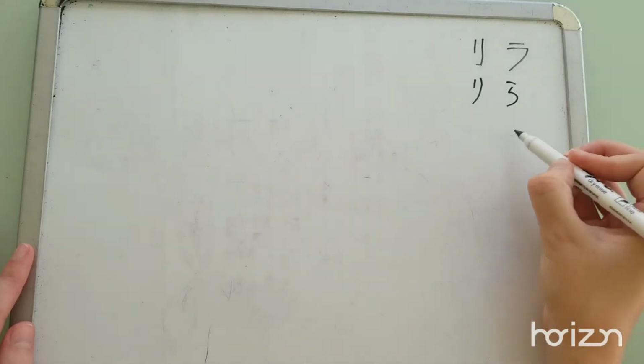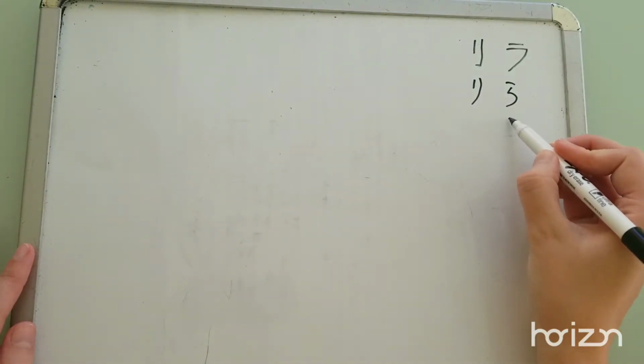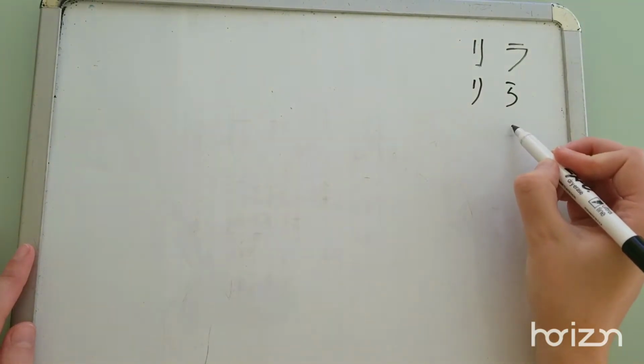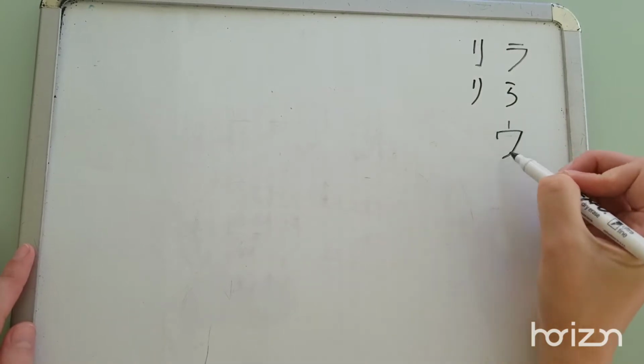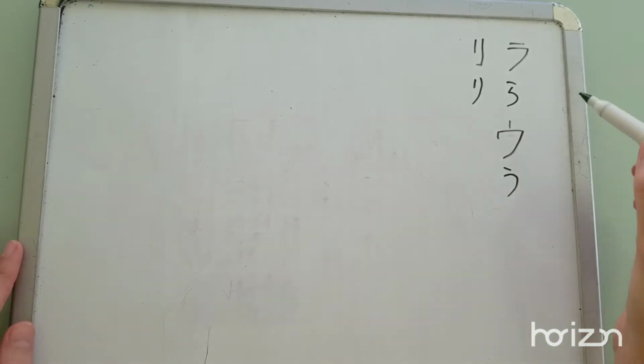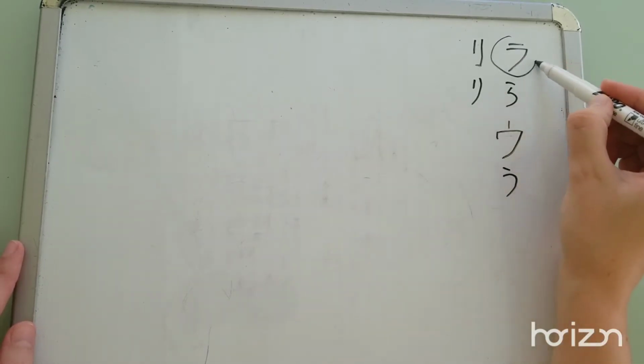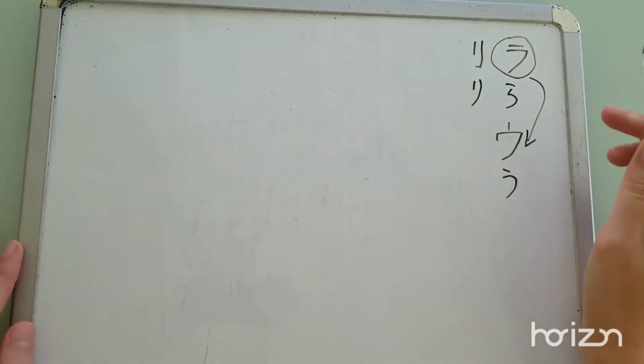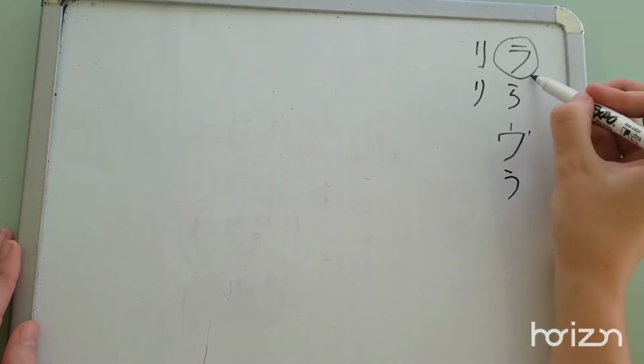Ri, you shouldn't have any problem with at all. Ra, careful that you don't mistake it for an u. This is katakana u, hiragana u. It does look a bit like hiragana u, but it's not. It's katakana ra.